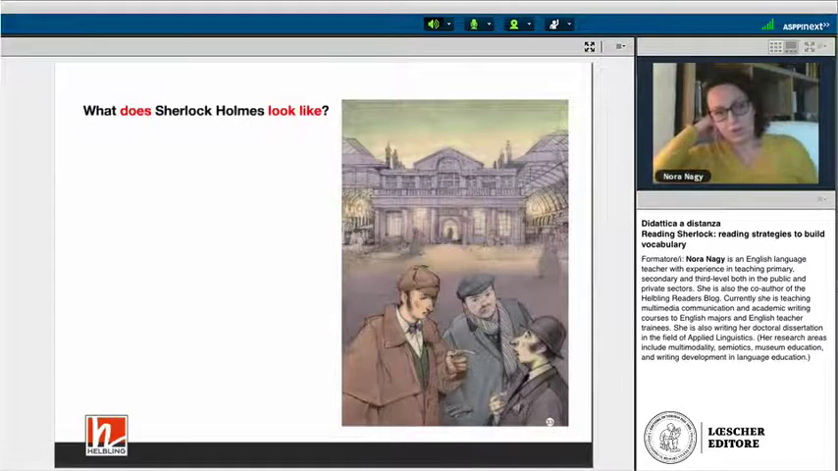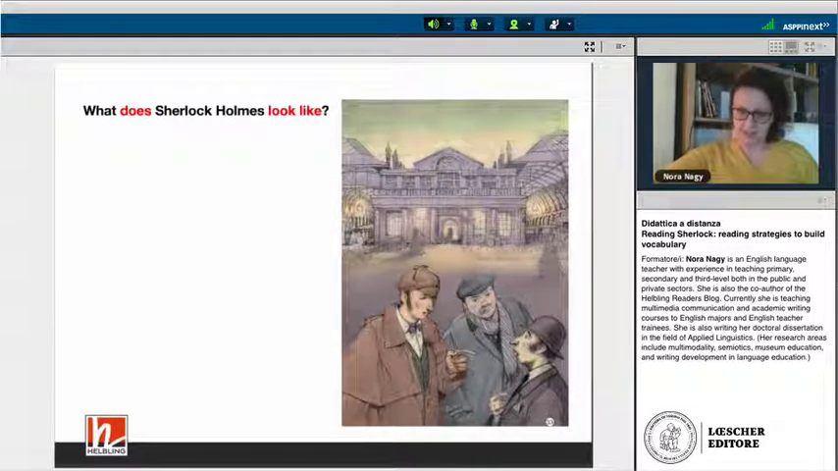So, what does Sherlock Holmes look like? I have highlighted does and look like because this might be a bit more difficult for students at A2 level. So can you please list a couple of words which describe his physical features? Someone is saying he's tall. That's true. Slim, he has a long nose. Tall, slim, he's wearing a hat. He looks skinny. That's nice.